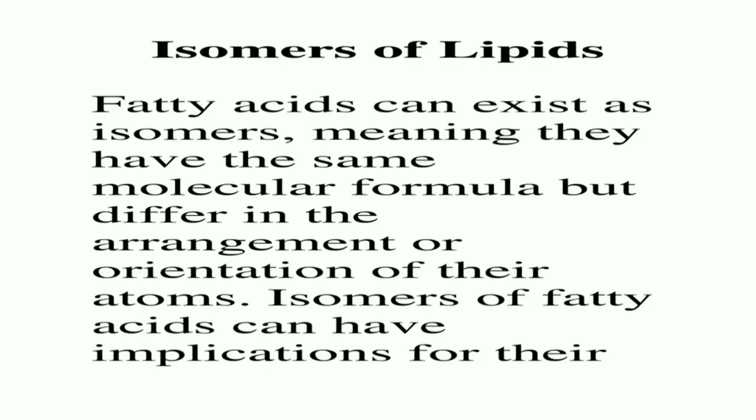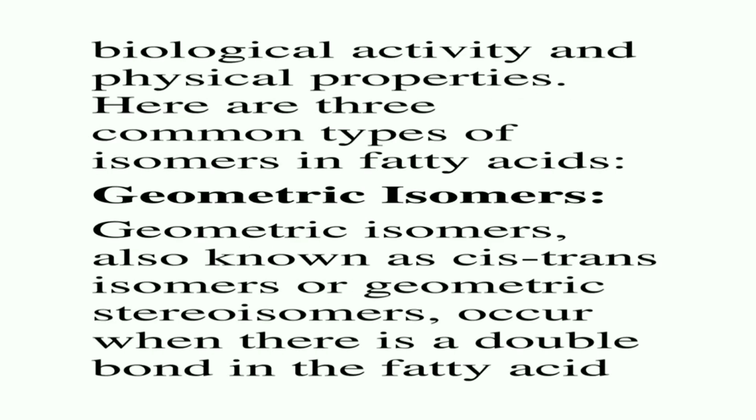Isomers of lipids. Fatty acids can exist as isomers, meaning they have the same molecular formula but differ in the arrangement or orientation of their atoms. Isomers of fatty acids can have implications for the biological activity and physical properties. Here are 3 common types of isomers in fatty acids.